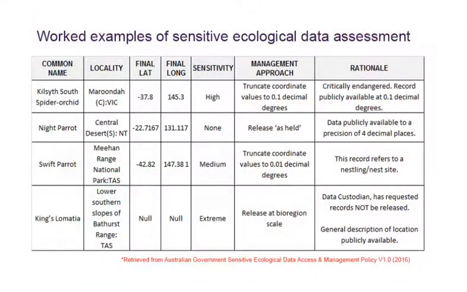Ecological research data should also be carefully considered before release. This table shows how the locality coordinates have been modified according to the level of sensitivity of the species. The latitude and longitude of the night parrot are given to precise decimal points, as compared to only a general description of locality for the King's Lomantia plant.